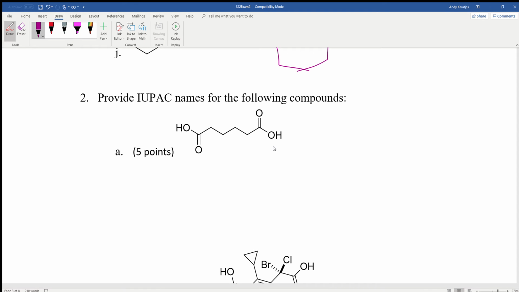Here we move on to some nomenclature questions, and we start in part A with a fairly straightforward question. This is one of our diacids, which we should know the names of based on the number of carbons in between. So this compound has 4 carbons in between. If we remember our mnemonic, that gets us to our 5th of the diacids, which is adipic acid.